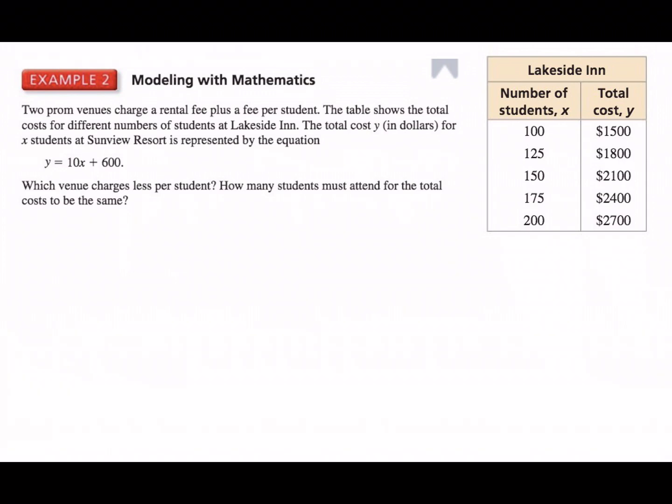So I have the equation for Sunview Resort. I want to find the equation for Lakeside Inn. So using the table, I'm going to write the equation y equals mx plus b for Lakeside Inn. First thing I want to find is the slope, m. To find slope, I'm going to use my slope formula, y2 minus y1 over x2 minus x1.